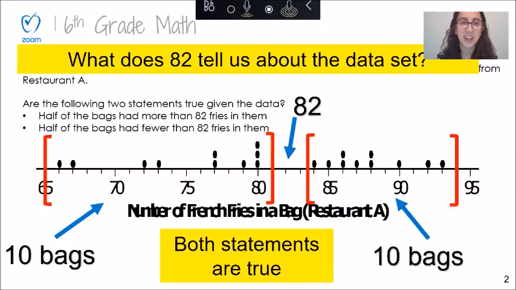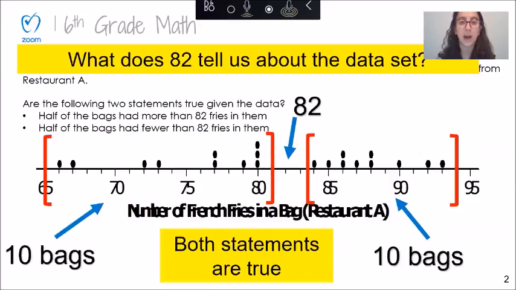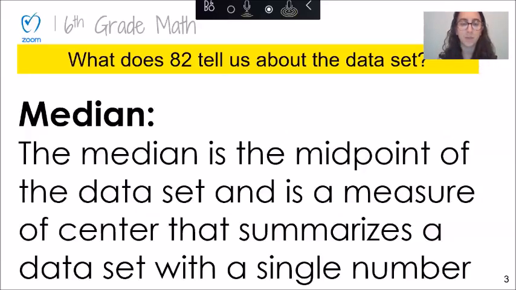A lot of you probably said that 82 was somewhere in the middle of our data set. And if you said that, you were right on track. And you landed our key point for today, which is that the median is the midpoint of the data set. And it is a measure of center that summarizes a data set with a single number. By just seeing the number 82, we can see a lot about this data set and understand how many fries are in bags. There's obviously a range in this data set, but 82 is that measure of center that describes the midpoint of the data set. Really nice job coming to our key point and engaging with that.